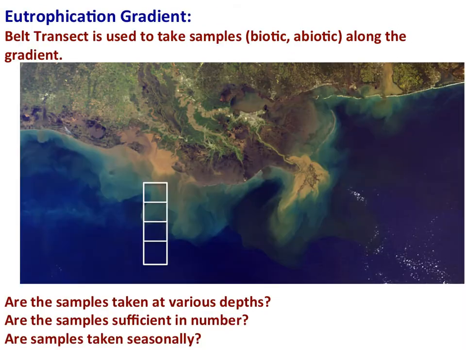In this image, we can see eutrophication along the Louisiana coastline in the United States. A transect line could be used to assess the change in the abiotic and biotic factors along the gradient from high eutrophication to low. Here are some evaluative statements. Are the samples taken at various depths? Are the samples sufficient in number? And are the samples taken seasonally?